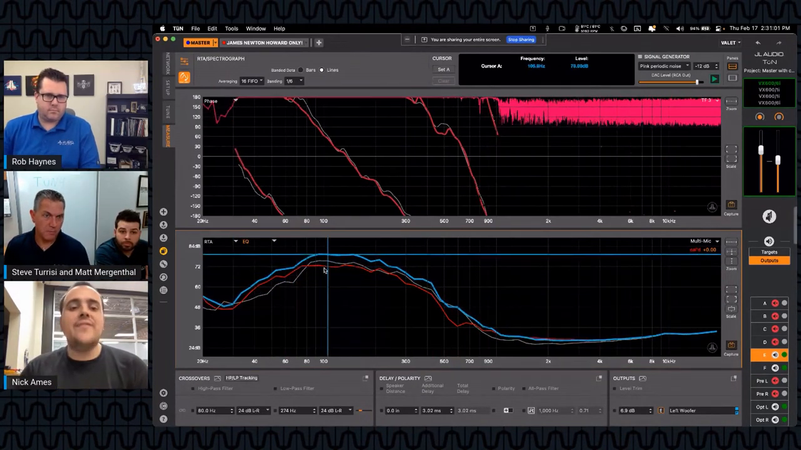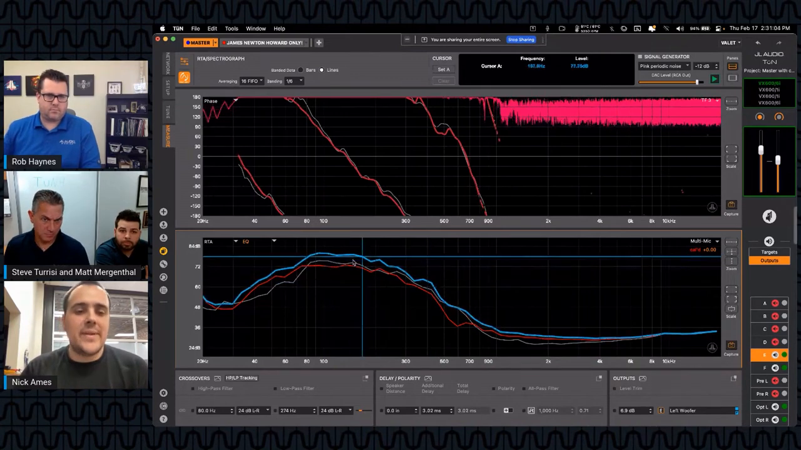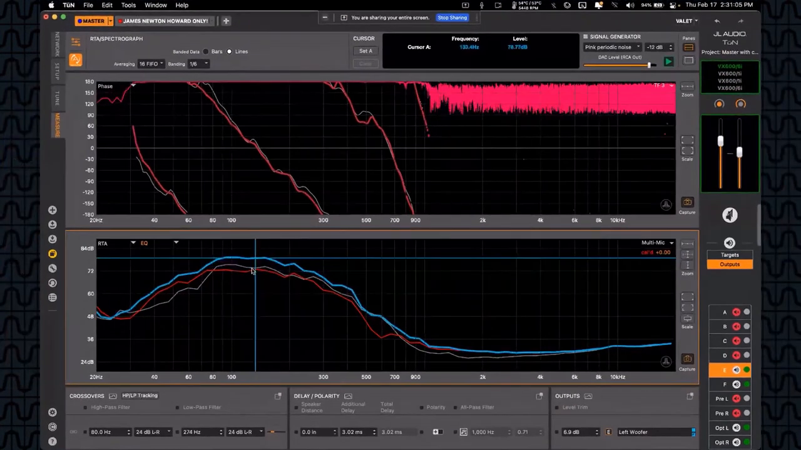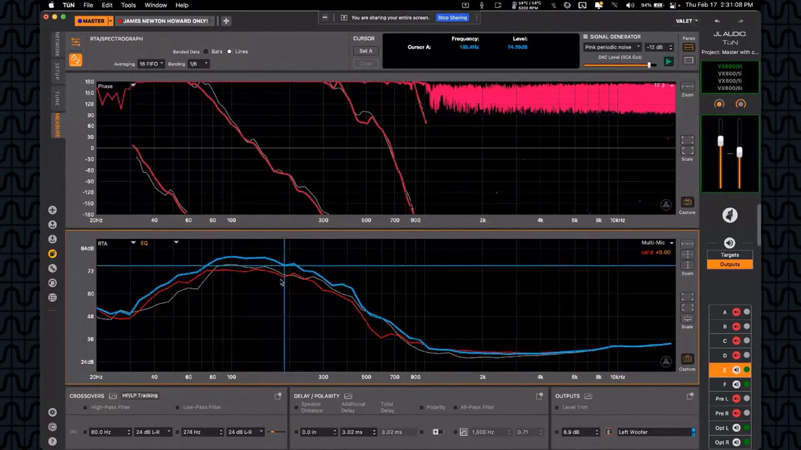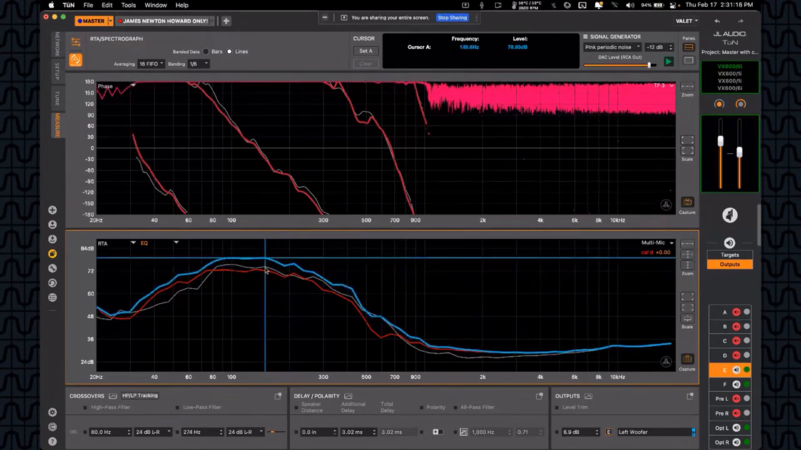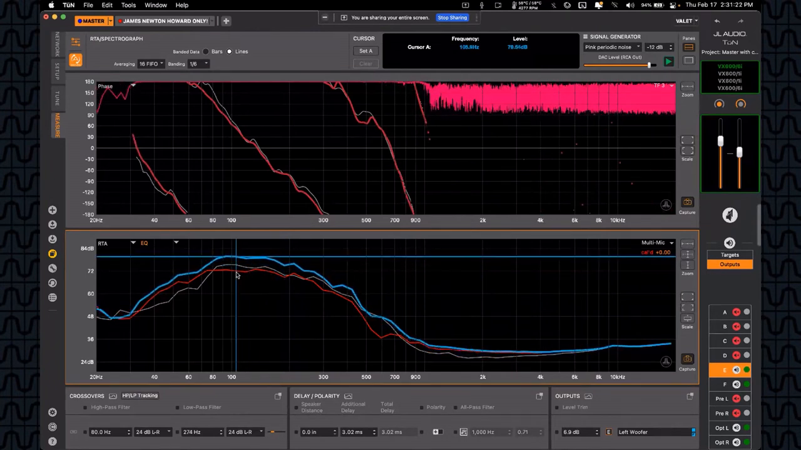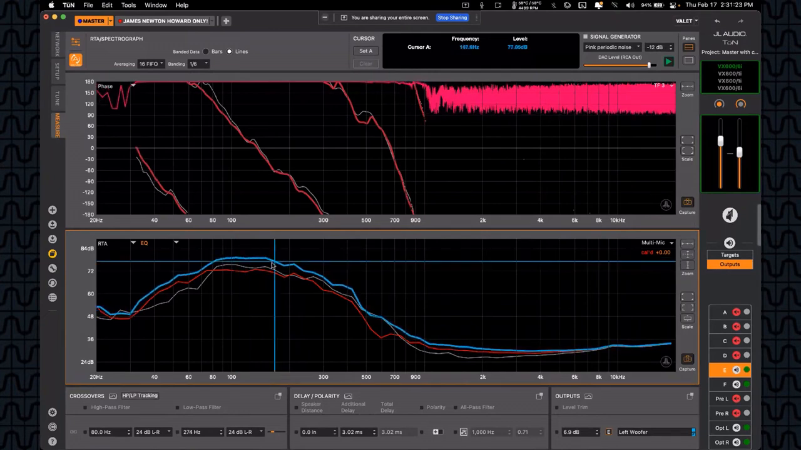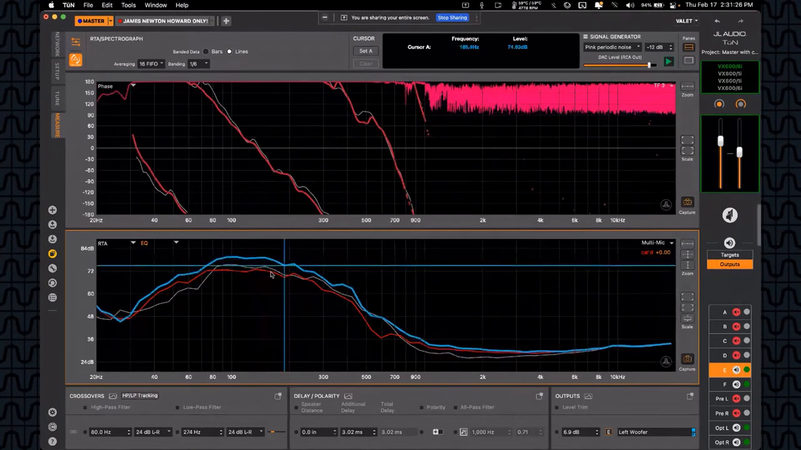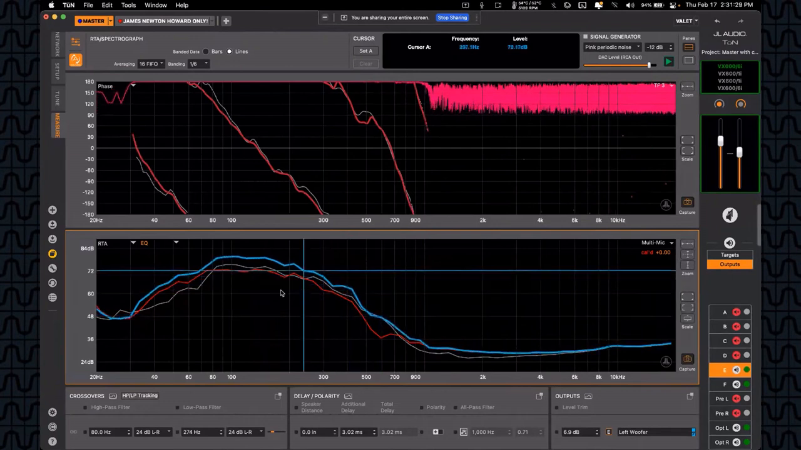The current live data, which is the blue trace, is higher in level than either of the contributing two traces. So remember, I captured one speaker, then I muted it. I captured the other speaker, then I muted it. Then I played them at the same time. And so now I can see how they interact because I have both of the original speakers' captures on the screen. And so now with both unmuted, the combined energy of both of them, the summed response is what we usually refer to it as.